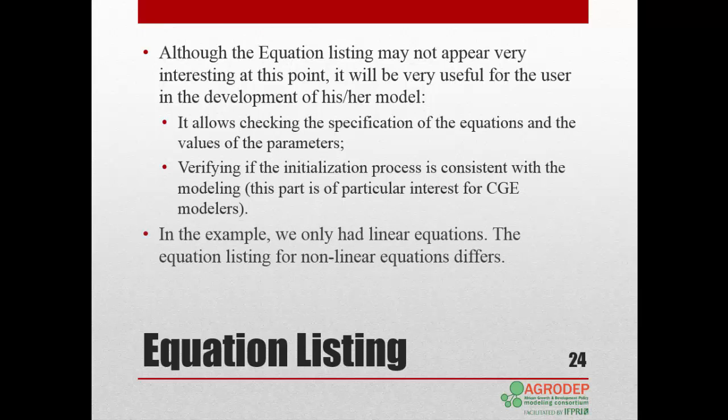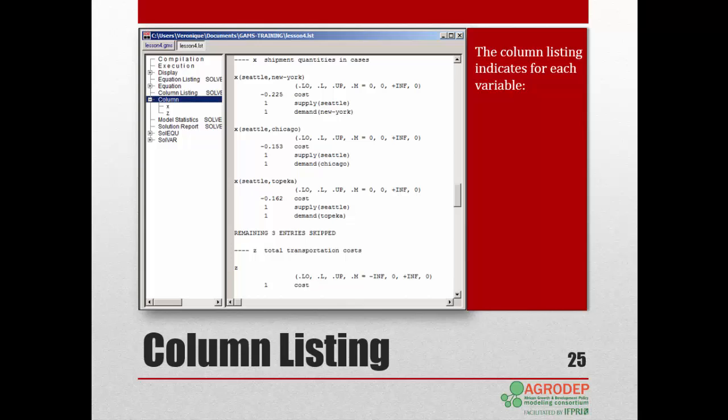We would also like to point out that so far we have only covered the equation listing for linear equations. For nonlinear equations, it will be somewhat different, but will include the same basic features we just presented. Next in the list file is the column listing, which gives information on the variables.